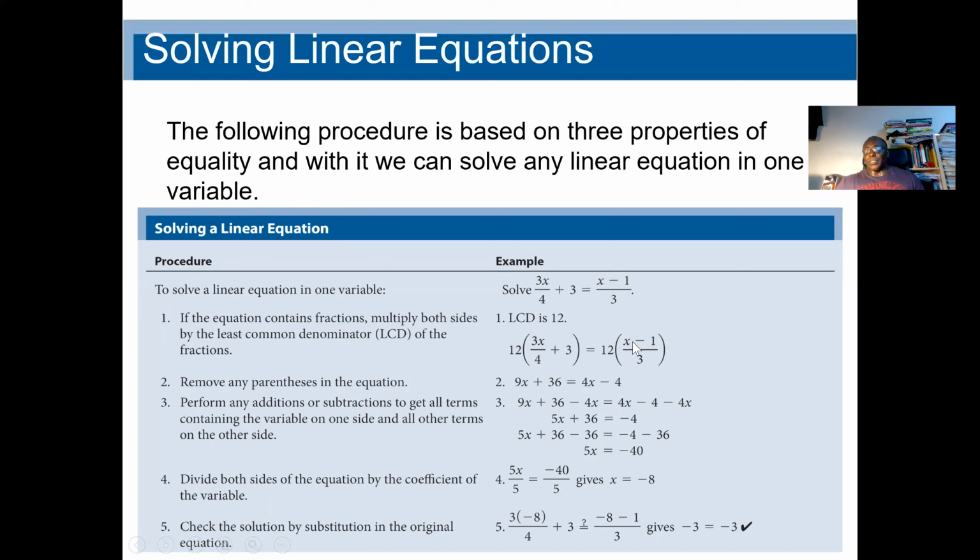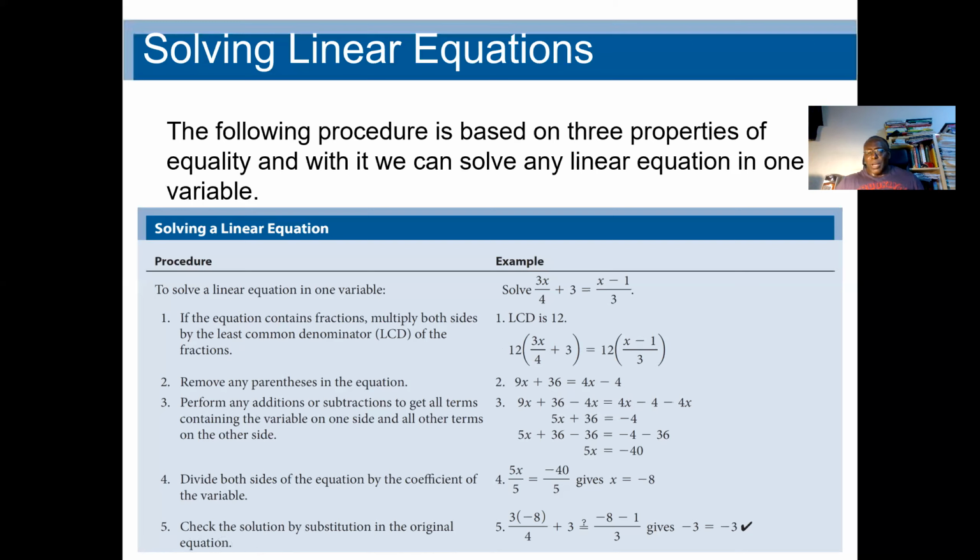Then 4 times x is 4x. 4 times negative 1 is negative 4. So here we get 4x minus 4. Here also we have 12 times 3x over 4, so 12 divided by 4 is 3. So 3 times 3 is 9x. 3 times 3 again. 12 times 3 again is 36. The reason why we multiply here by 3 is because we have 4 here. So 4 can go into 12 is 3. Then 3 times 3 is 9. But here we have 1. 1 can go into 12 is 12. So 12 times 3 is 36.